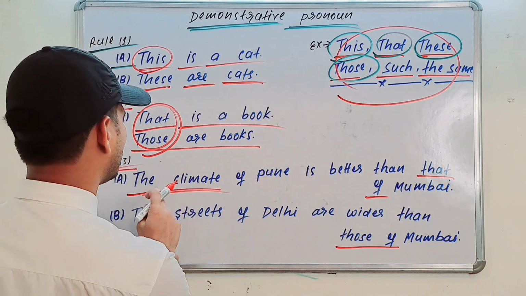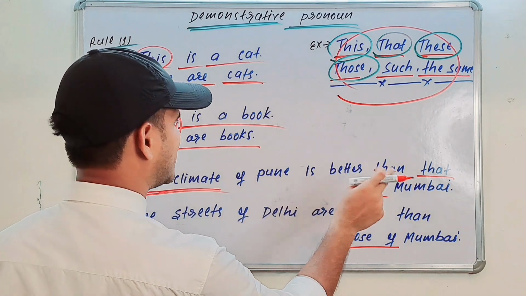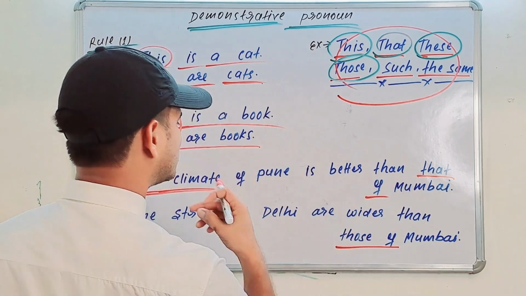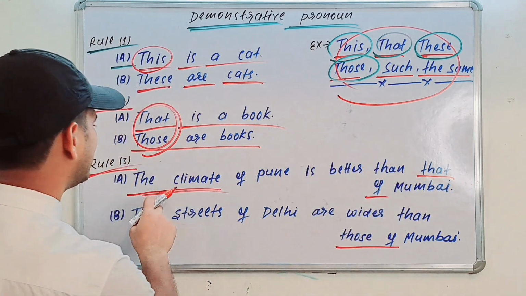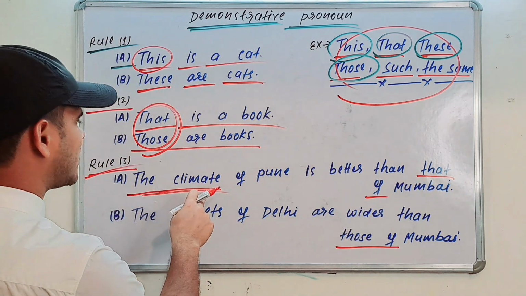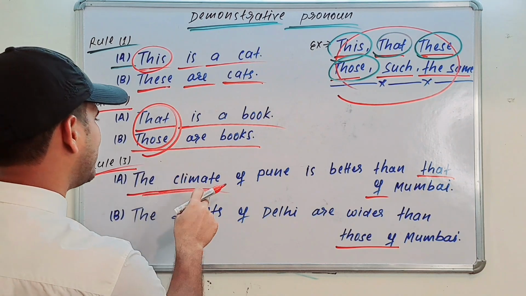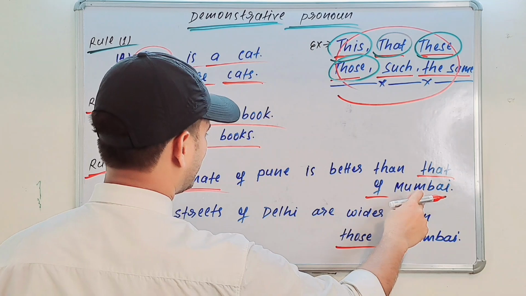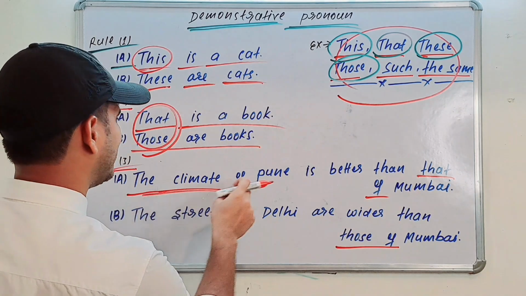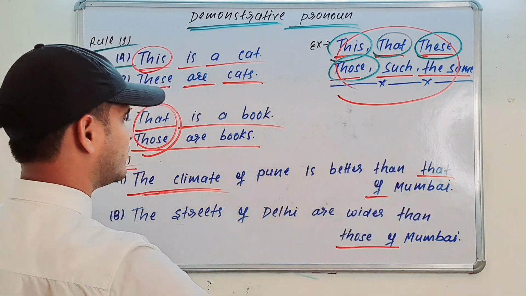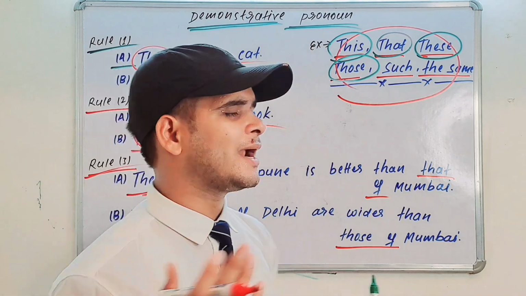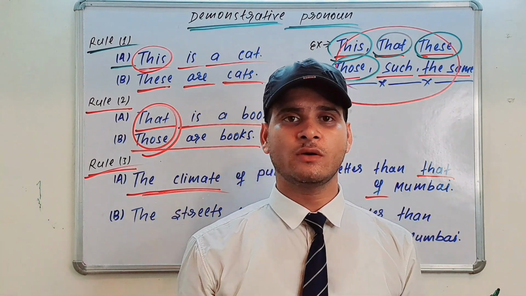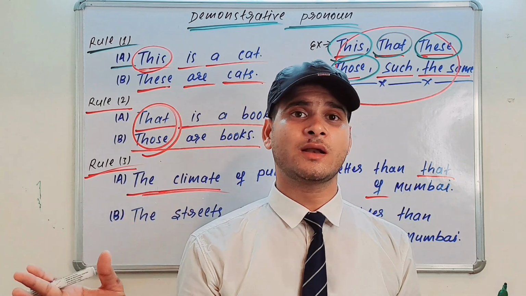So the sentence will be, the climate of Pune is better than the climate of Mumbai, not that of Mumbai. So that's what "that of" is used for: to eliminate the repetitive use of a singular noun. The climate of Pune is better than the climate of Mumbai. And here, the climate of Pune is better than that of Mumbai. So that's why "that of" is used to eliminate the repetitive use of a singular noun, only singular noun.